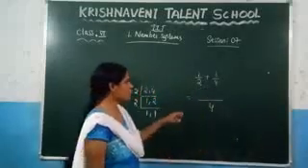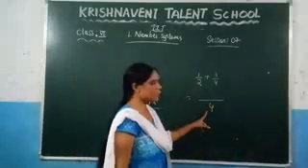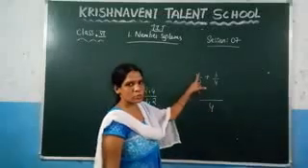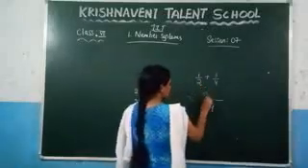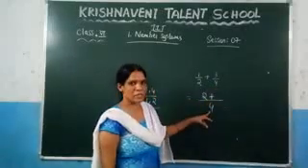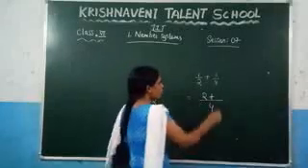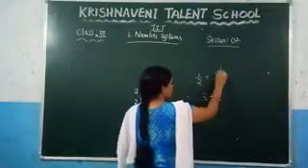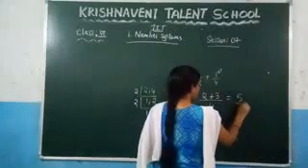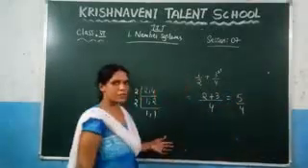Now you need to check in the 2 table when you will get 4. You know that 2 into 2 is 4. So you need to multiply with 2. 2 into 1 gives you 2. Similarly in the 4 table, when you will get 4, which is nothing but 4 into 1. So that one you need to multiply, 1 into 3, which is 3. So the value of 2 plus 3 is 5 by 4. So this is the second method.